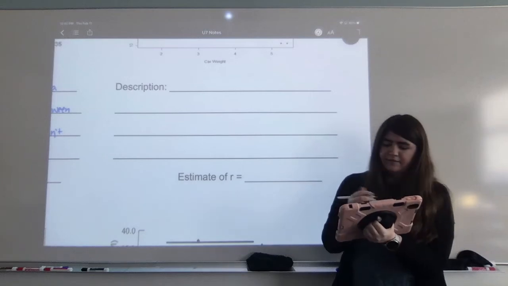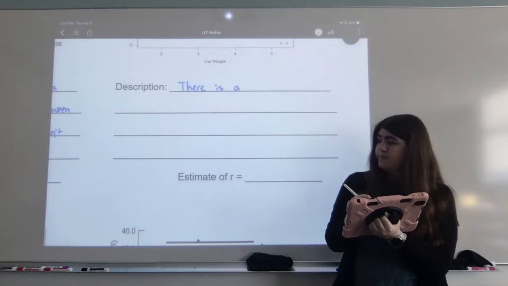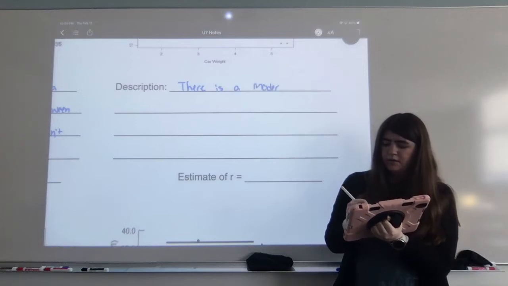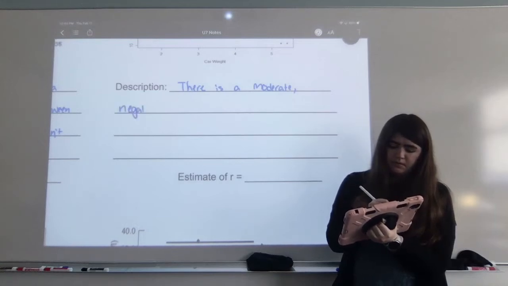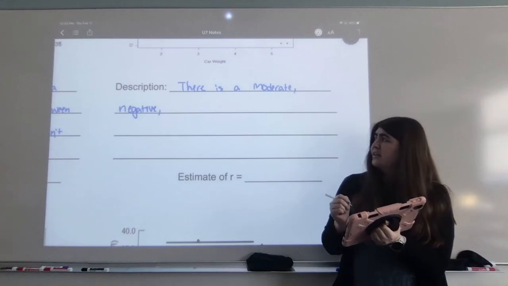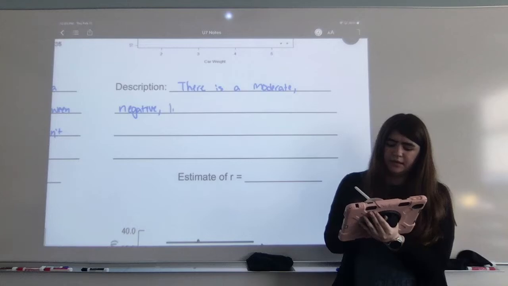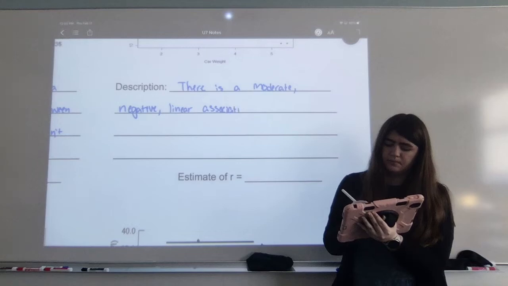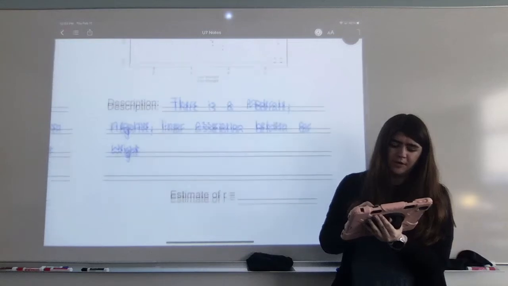So we're going to start: there is, we said moderate for our strength, moderate, we said it was negative, we said that it was linear. So there is a moderate, negative, linear association between car weight, which was on my x-axis, and miles per gallon.